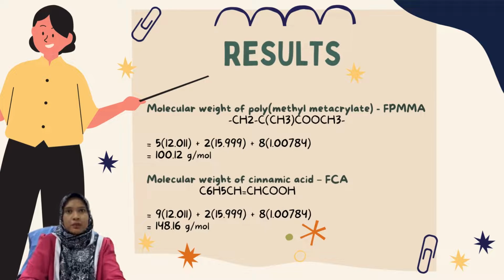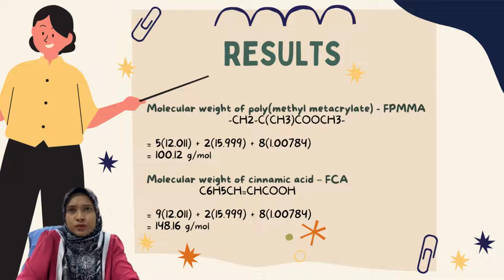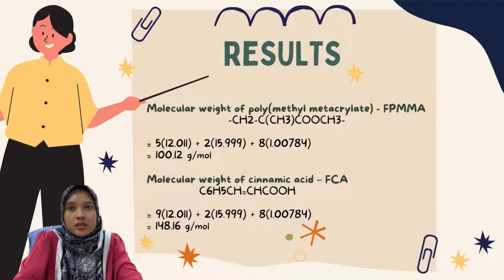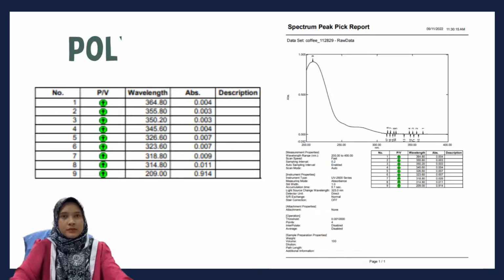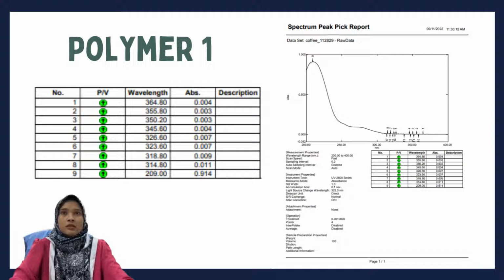And then we need to calculate the molecular weight of the polymethyl methacrylate. The chain is CH2, CCH3, COOCH3. And the molecular weight of the PMMA is 100.12 g per mole. And then the molecular weight of the cinnamic acid, which is C6H5CH=CHCOOH, is 148.16 g per mole.